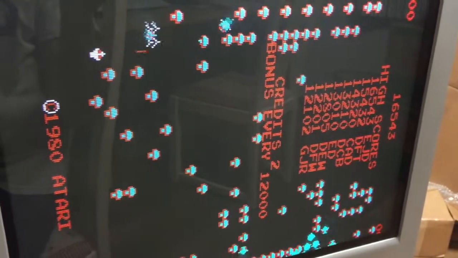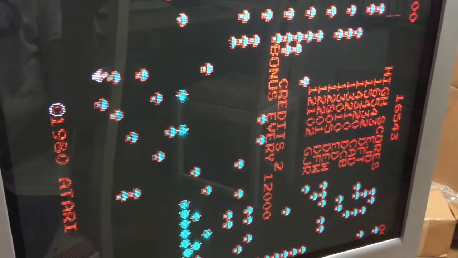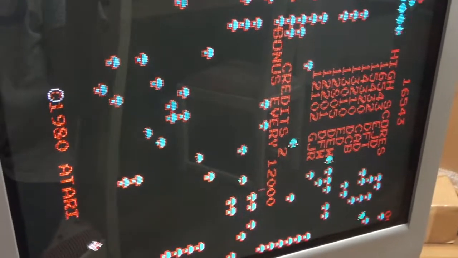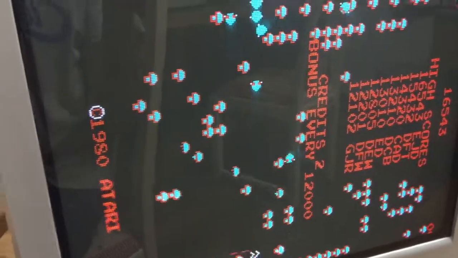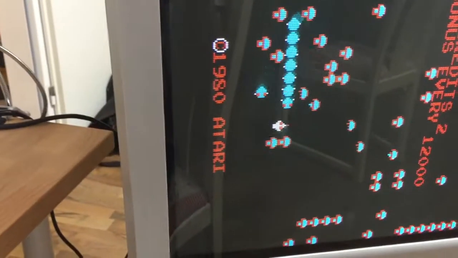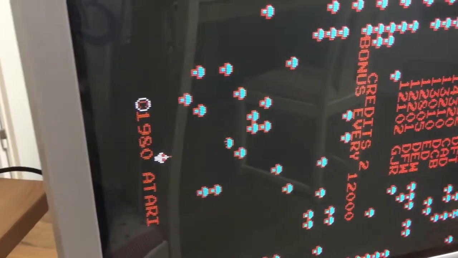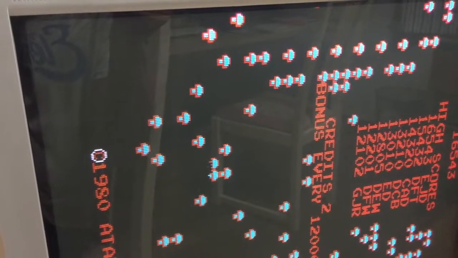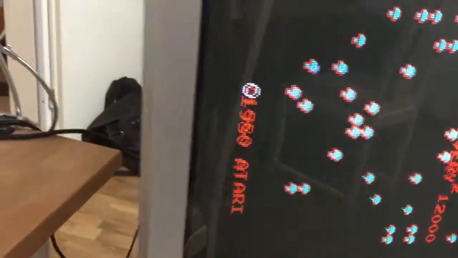ta-da, if you look at the screen you notice that the sprites are back, the motion objects. So okay, and if I now actually remove the resistor, boom, they are gone again.